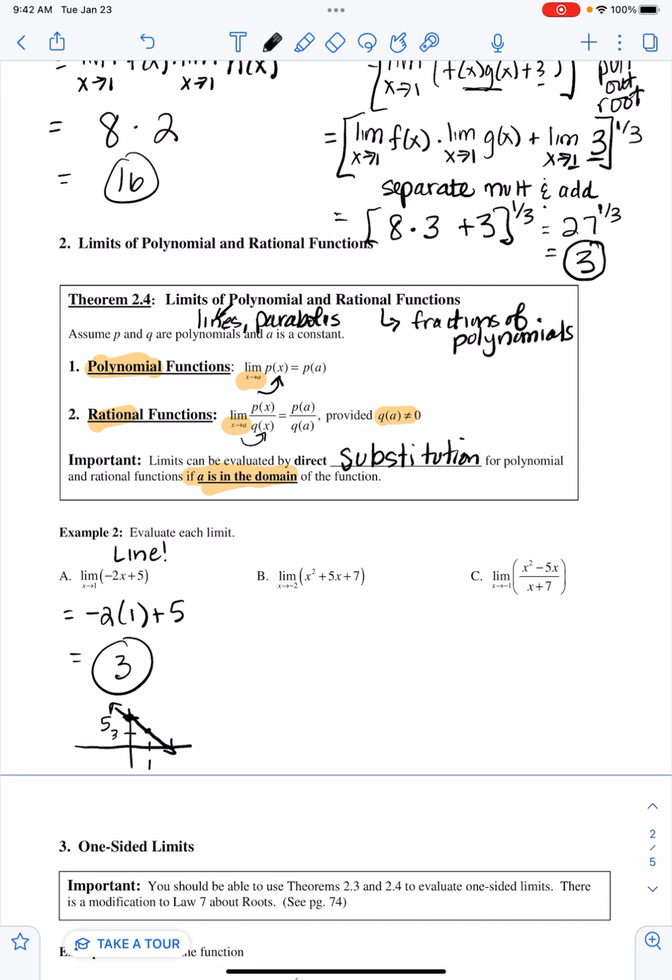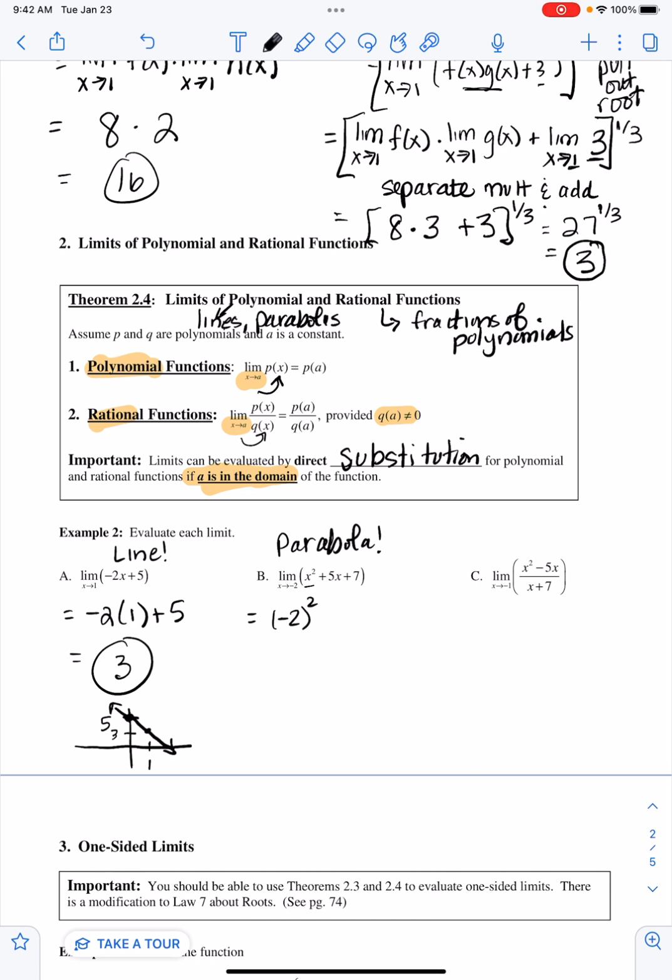Part B is another polynomial function. Hopefully you recognize with this squared right here that we have a parabola. It is going to open up because the leading term of the squared is positive. So this is another one where we're finding the point on the parabola, and it ends up being our limit. So we just need to plug in a -2 for x and be very careful with our signs.